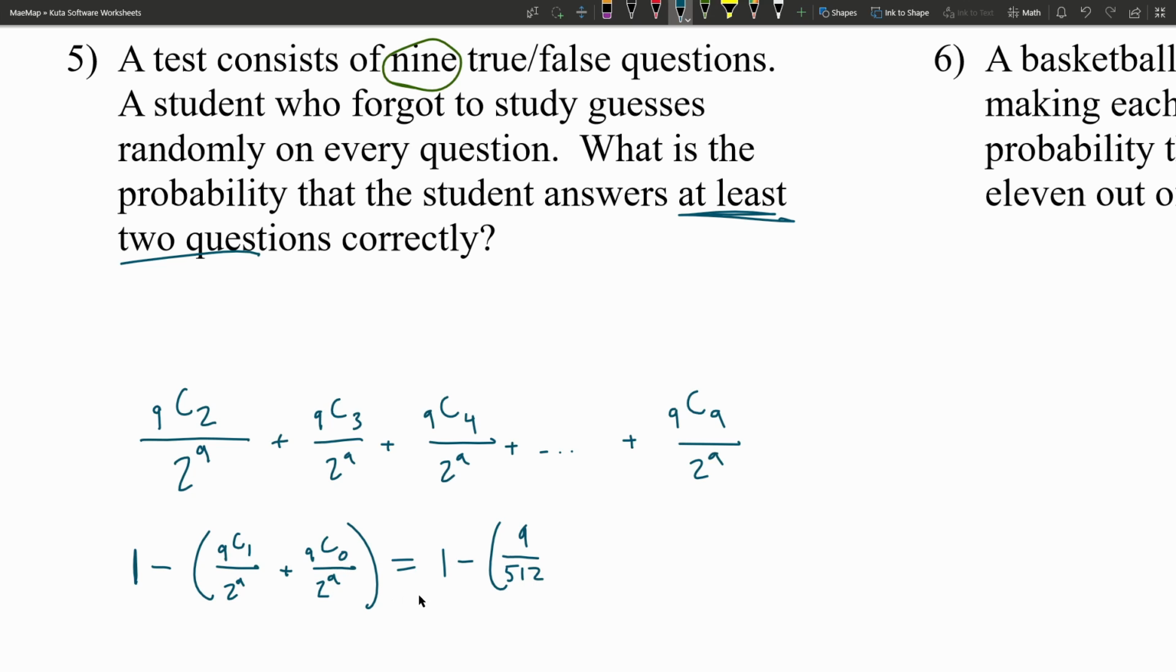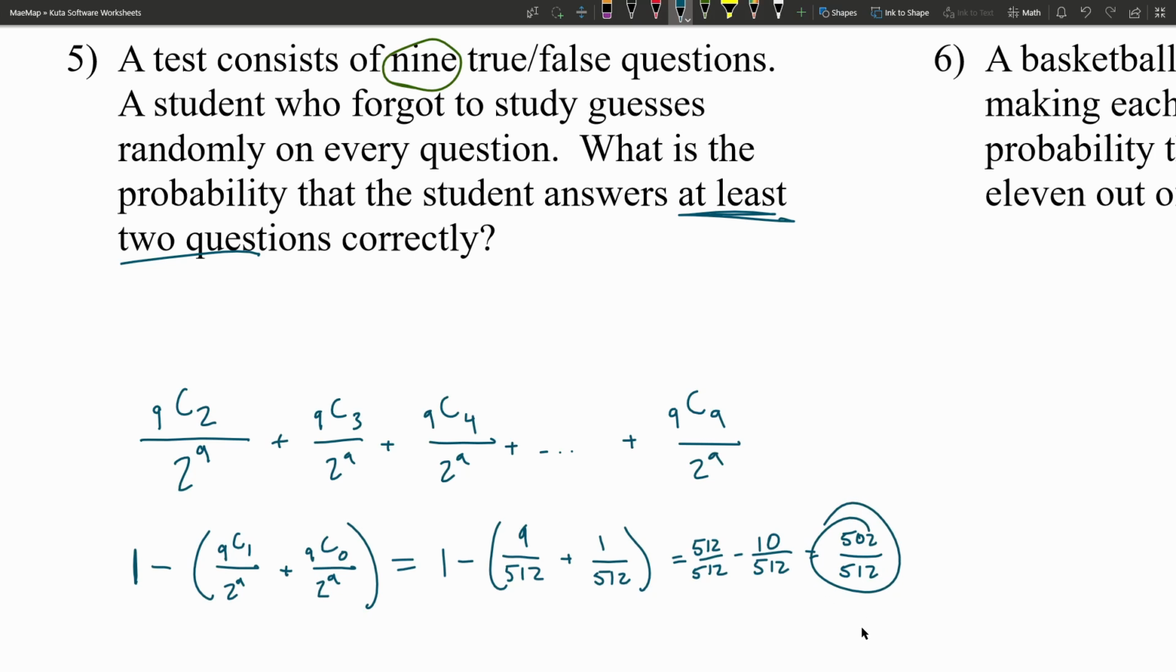And then 9 choose 0 is going to be 1 over 2 to the 9th, which is 512. So we have 1 minus 9 over 512 plus 1 over 512. That's 1 minus 10 over 512, which may be a little hard to see. So let's write that whole number as 512 over 512. Now when we do the subtraction, we'll get 512 minus 10, which is 502, all over 512.